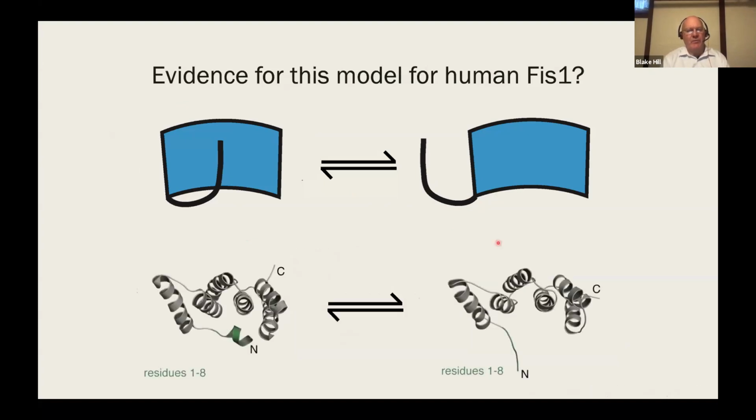So the question we had was, is there evidence for this in human Fis1? On the right is the NMR structure solved by Richard Yule's group and Matoshi Suzuki. And on the left is a model in which the arm may tuck in, similar to the mouse structure, which shares 96% sequence identity. That sequence identity suggests that this conformational change could occur in the human molecule. So we asked that question.